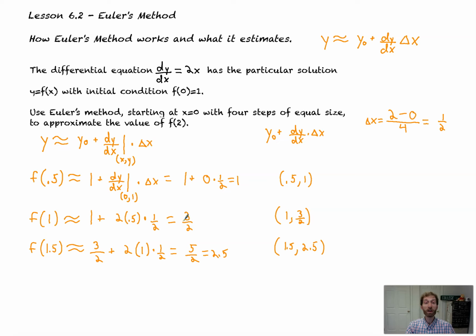Okay, so what do we do from here? Again, we're going to assume that this point is on the curve. We've done 3 steps so far. 1 step, 2 steps, 3 steps. We're going to approximate f of 2 now. This will be our answer when we're done.